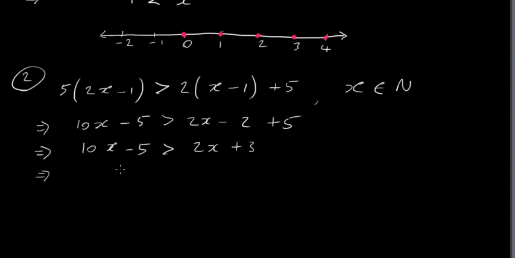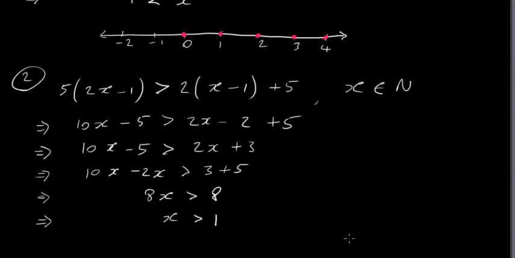Okay, so now what I have is a 2x here. I'm going to bring that over here. So it's going to be 10x minus 2x. I'm going to bring this minus 5 over to this side. So that's going to be 3 plus 5. Okay, so let's just do out each side. And 10x minus 2x is 8x, 5 plus 3, 8. And then when we divide across here, we get x is greater than 1. Okay, so you just need to plot this on a number line now.